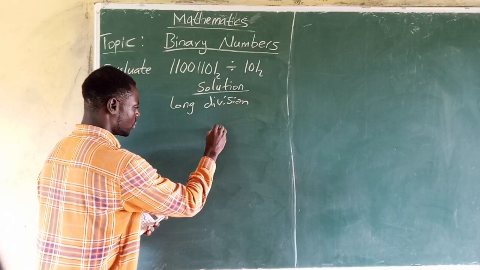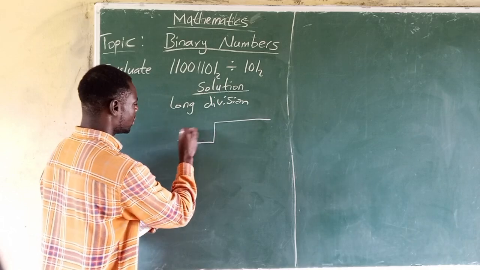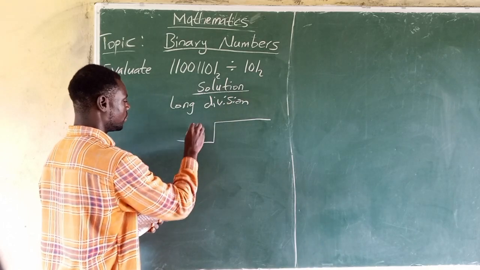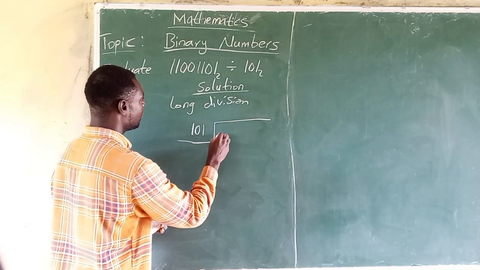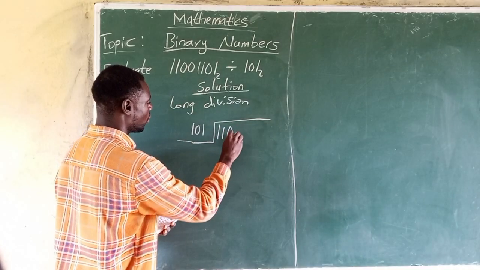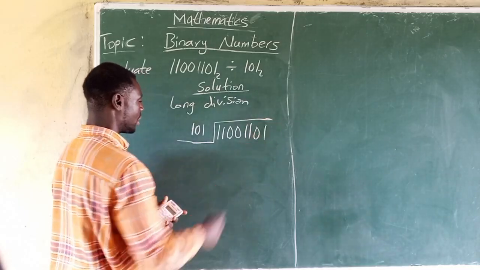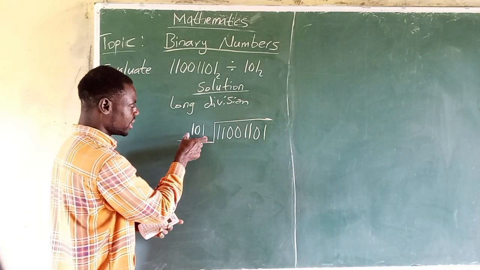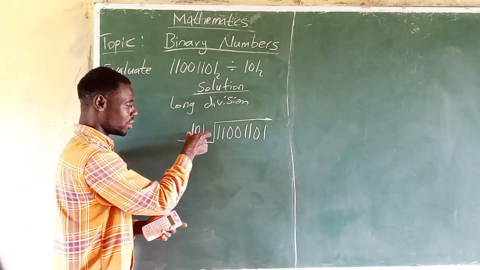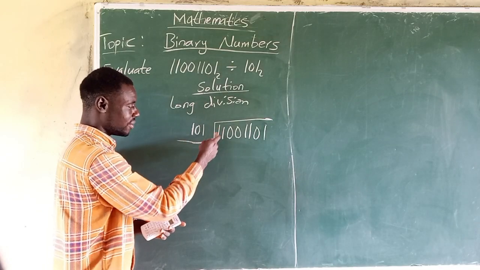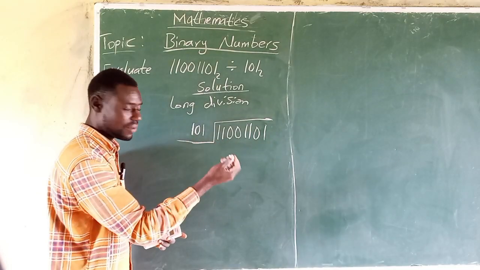That is, you draw the long division, you put the divisor, the one that is dividing, then the dividend, 1 1 0 0 1 1 0 1. Now the pattern used here is, let's just take it as 101 for now. 1 divided by 101, it cannot, so you write 0. You don't need to write it because it's not significant.